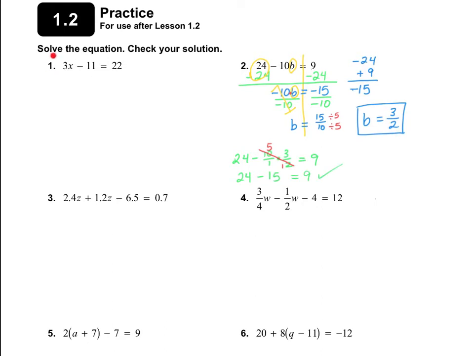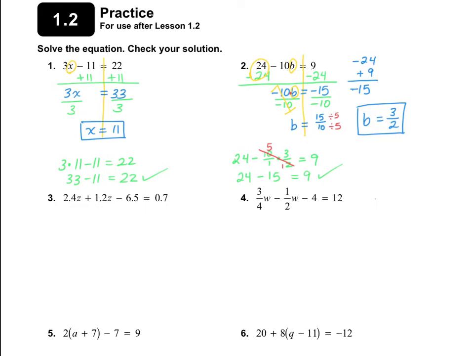I would like for you to try number 1 on your own because it's very similar to the one we did in number 2. Pause the video and then turn it back on when you're finished. Okay, I got x is equal to 11. Check your answer and see if you got the same. If you did not, see if you can find your mistake.